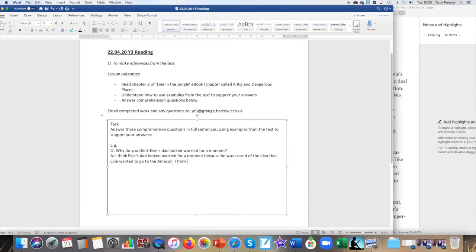I think this because, and this is important, I need to give my reason now, what part of the story tells me this. I think this because he calls the Amazon a big and dangerous place. And here I've used a specific example taken exactly from the text.